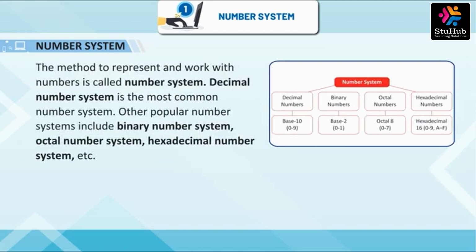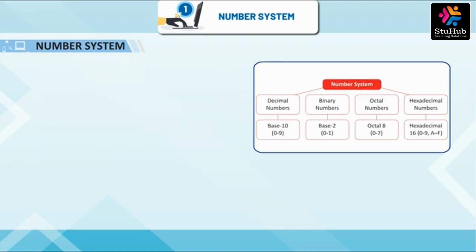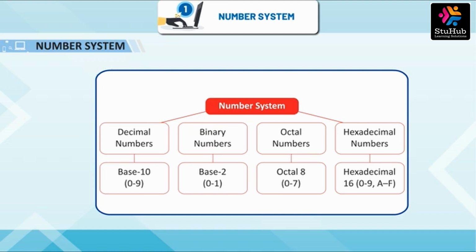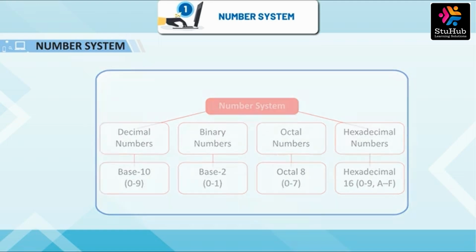Number system. The method to represent and work with numbers is called number system. Decimal number system is the most common number system. Other popular number systems include binary number system, octal number system, hexadecimal number system, etc. Decimal numbers: base 10, 0 to 9. Binary numbers: base 2, 0 to 1. Octal numbers: base 8, 0 to 7. Hexadecimal numbers: base 16, 0 to 9 and A to F.